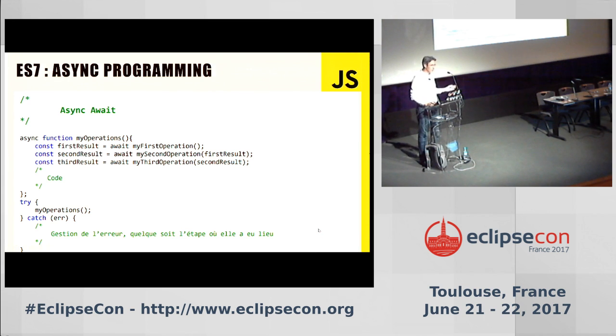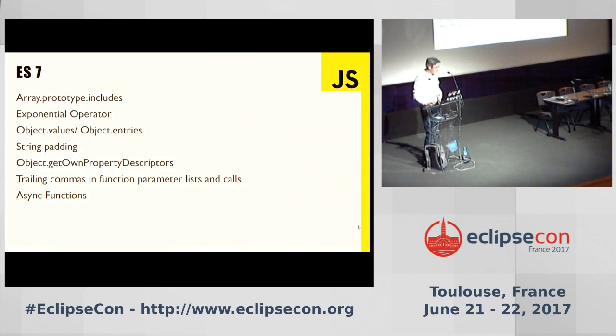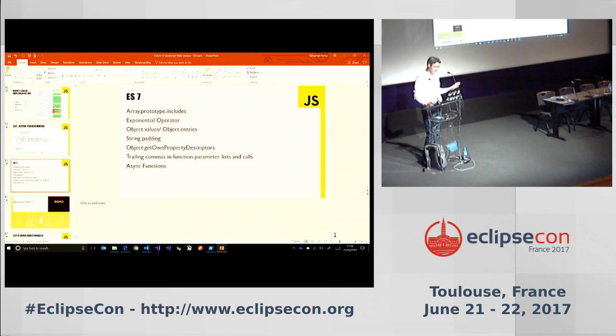Just remember, you have to write your code with an async for the function, and you have to call an await when you actually call an awaitable function. ES7 will come with other cool features, exponential and so on. I will show you a little demo on how it works. I have talked a lot, not too long, I hope.